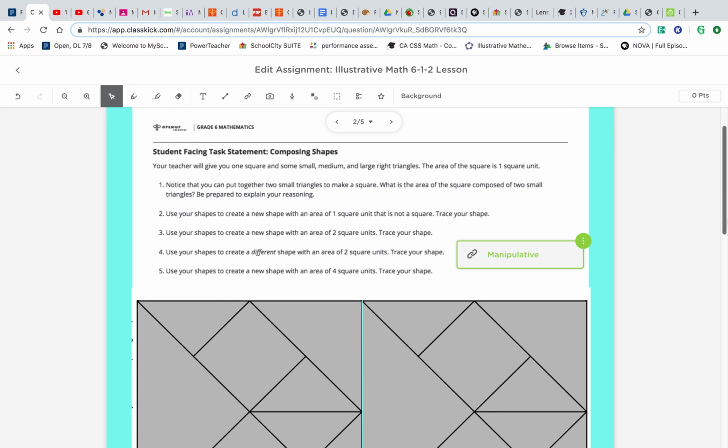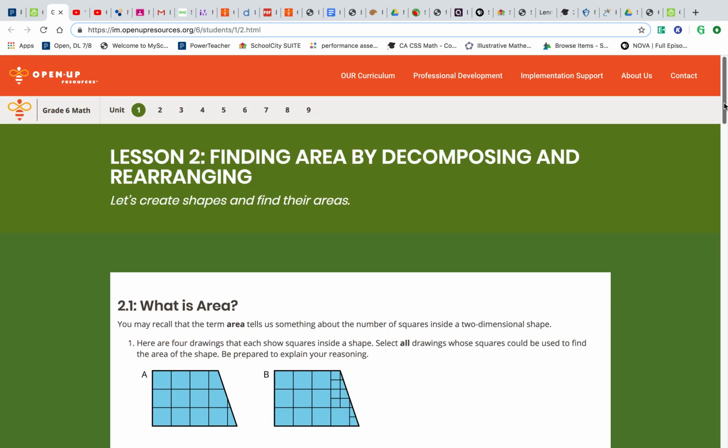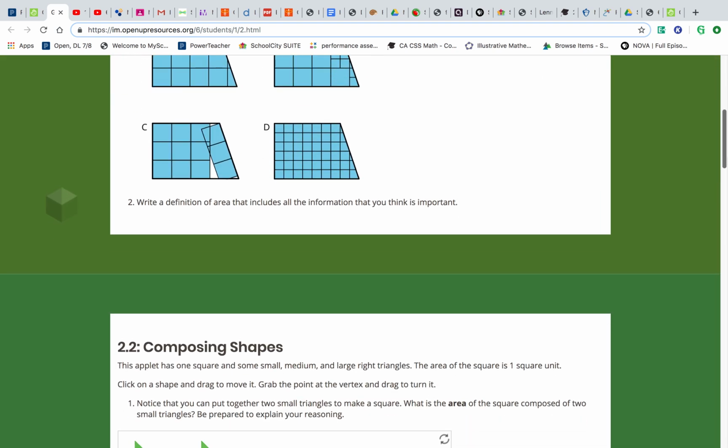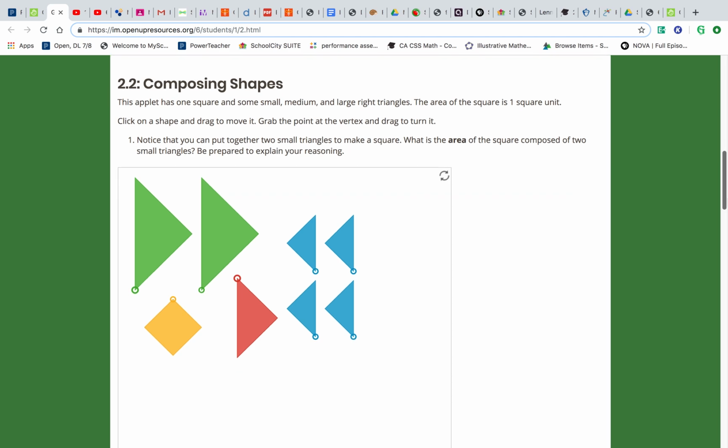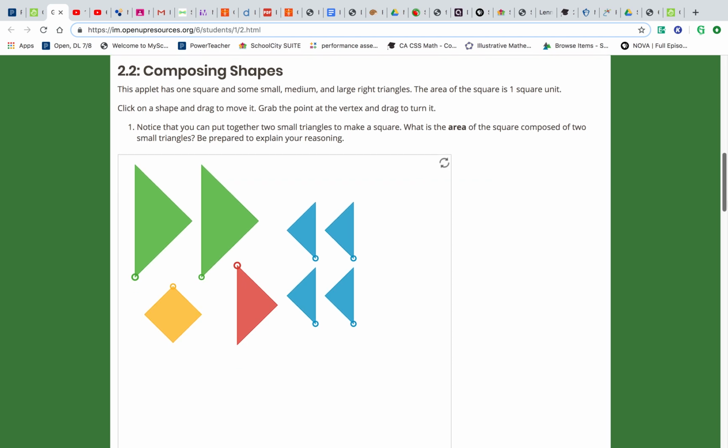And so what I want you to do is click on the link where it says manipulative. When you do that, you're going to need to scroll down a little bit to activity 2.2, composing shapes. And let's take a look at what we have here. So it says that the applet has one square, here's a square, and some small and medium and large right triangles. The area of the square is one square unit. So we want to keep that in mind.